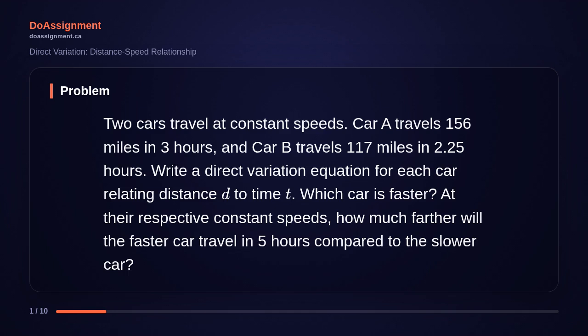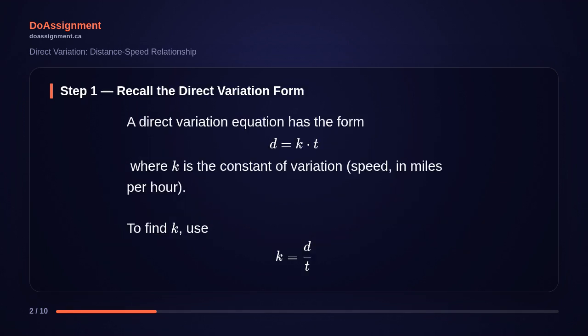Now, let us work through the solution step by step. A direct variation equation relates distance to time as d equals k times t, where k is the constant of variation, in this context the speed in miles per hour. We find k by dividing distance by time.